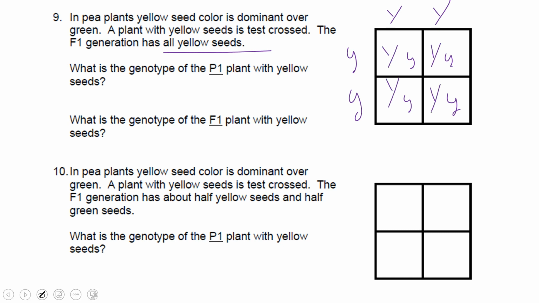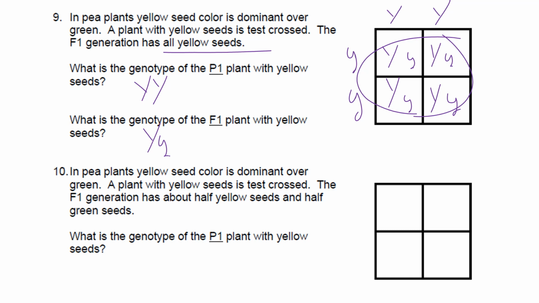The other thing is you can just remember if 100% of the babies all look yellow, that means your parent plant must have been homozygous, and so it has to be big Y, big Y. What is the genotype of the F1 plants with yellow seeds? So that's asking you what's going on in the box, so they are all heterozygous.